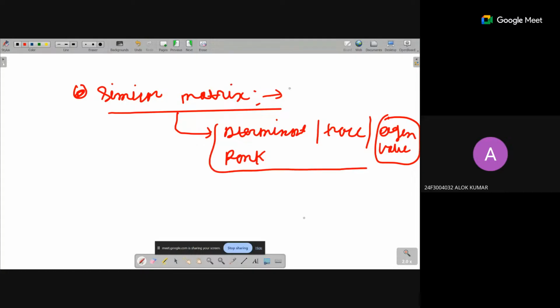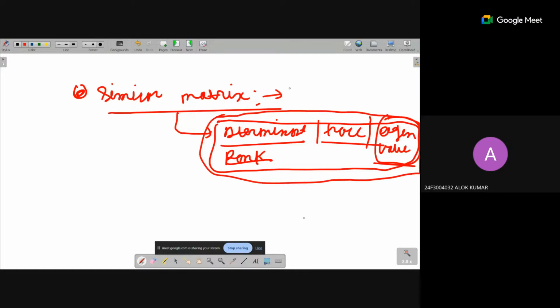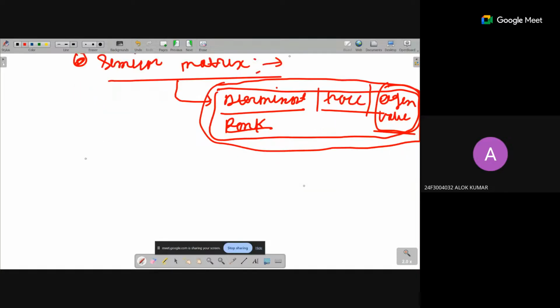These are the properties of similar matrices, not the condition. If two matrices have the same determinant, same trace, same eigenvalues, same rank, can we say that they are similar matrices? No. These are properties of similar matrices, not the condition to validate whether two matrices are similar or not.